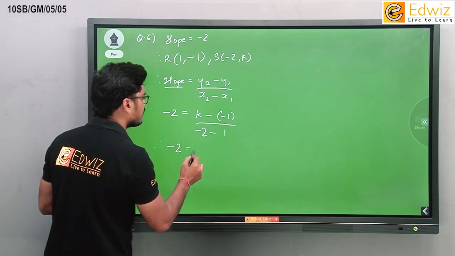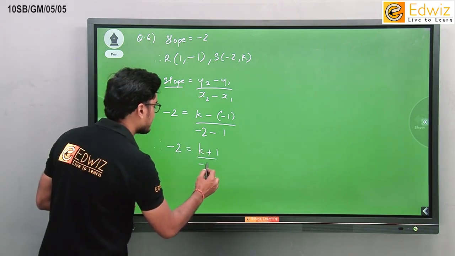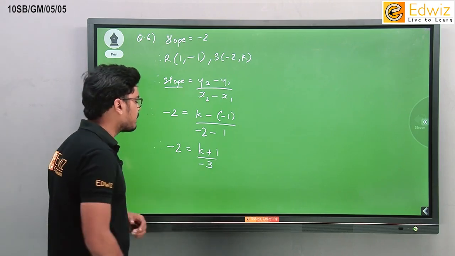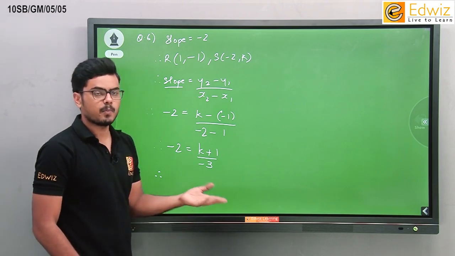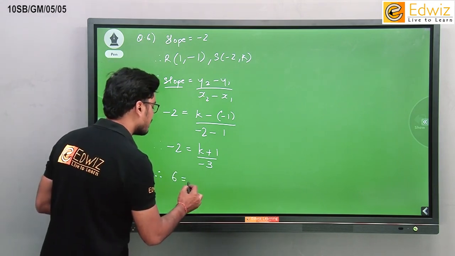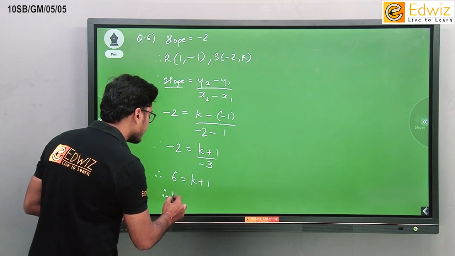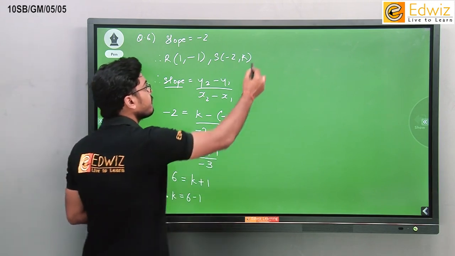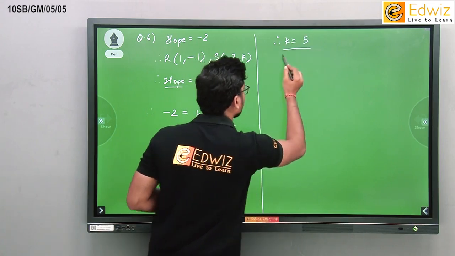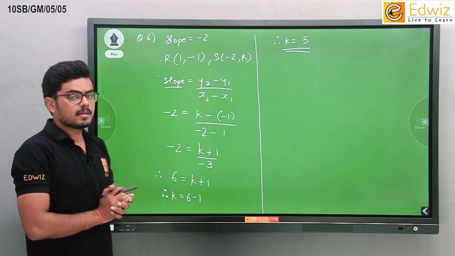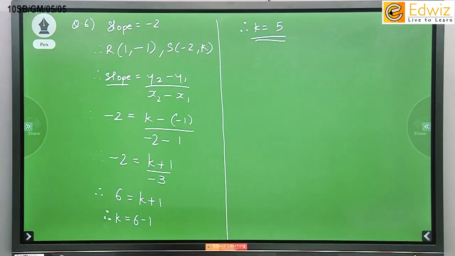Therefore minus 2 equals k plus 1 divided by minus 2 minus 1, which will be minus 3. Okay, cross multiply: minus 3 into minus 2, both are negative numbers, so what will be the answer of the multiplication? Positive. 3 2s are 6, which will be equal to k plus 1. Take 1 to the other side, the value of k will be 6 minus 1. Therefore final answer, k is equal to 5. Okay, so this was question number 6. Now finish writing this fast in 20 seconds, then we'll move on.